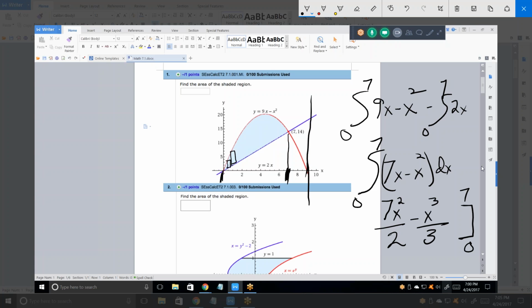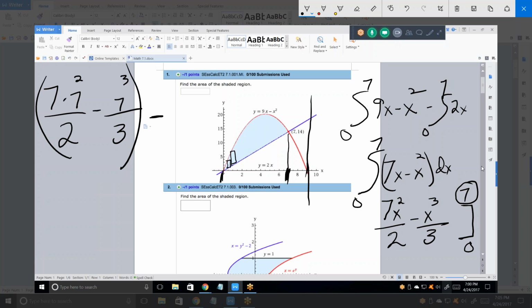Okay. And now we're going to evaluate that from 0 to 7. And so how do I do that? I'm going to start writing over here on the left, because I'm out of room. So you take, isn't it 7? Start at the top, not the bottom one, the top one. So it's 7 times 7 squared over 2 minus 7 cubed over 3 minus the value of that function evaluated at 0, but we can see that that's 0.